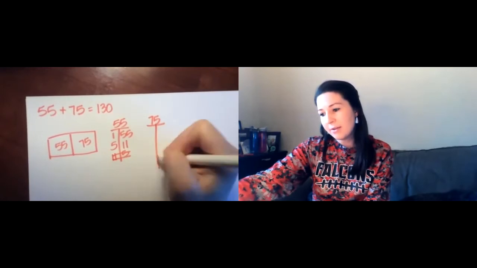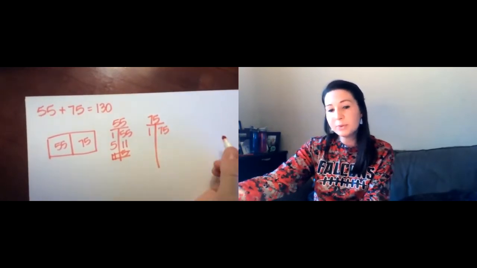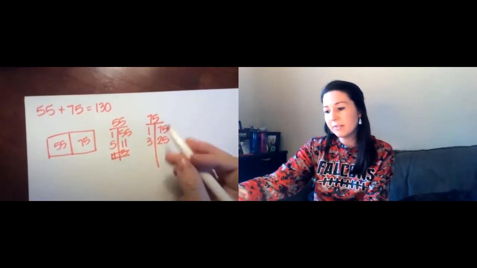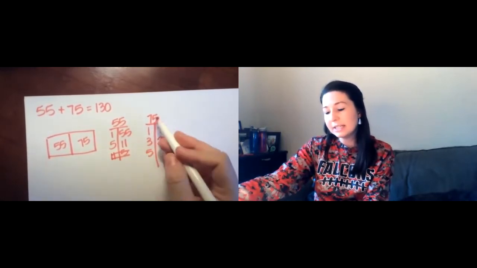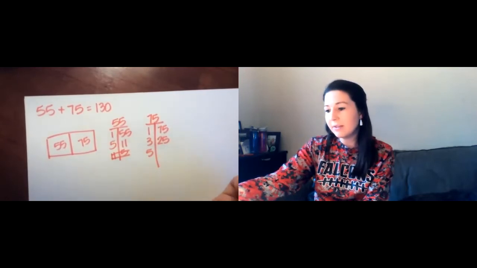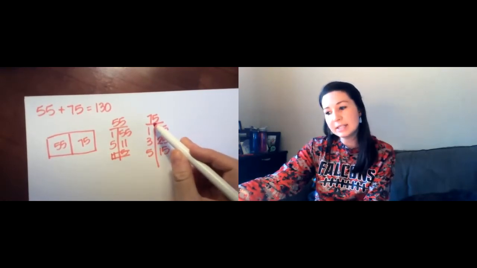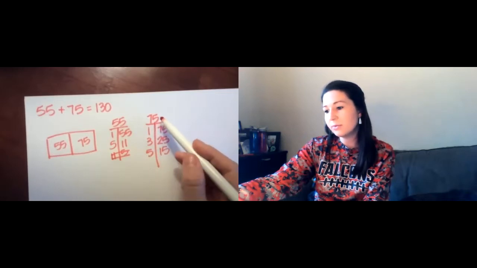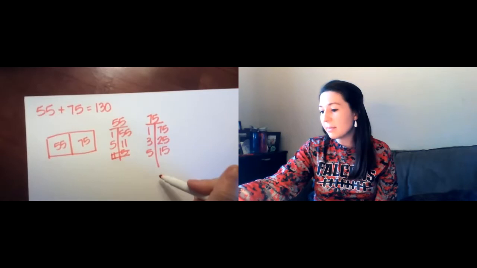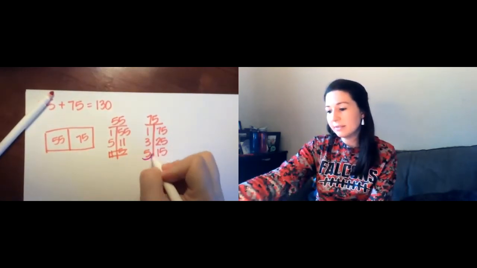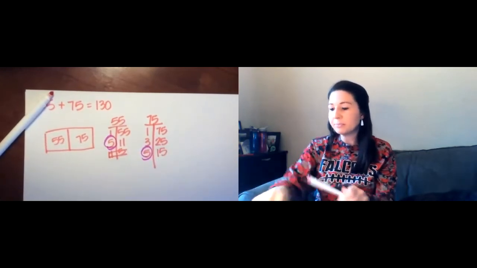75, we should have 1 times 75. 2 is not a factor because it's odd. 3 times 25, 4 is not a factor. 5 is because it's got a factor of 5, and that should be 5 times 15. 6 is not a factor, 7 is not a factor, 8 is not a factor, 9, no, 10, no, 11, no, 12, no. So I think that might be it. So when we're looking at this, we see their greatest common factor is 5.